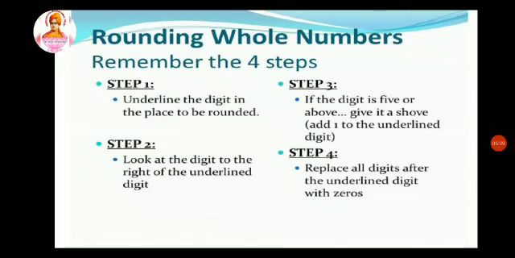Then you have exercises like rounding numbers. So how can we round a whole number? It has 4 steps. First, we underline the digit in the place to be rounded. Then we look at the digit to the right of the underlined digit. If the digit is 5 or more than 5, we increase the underlined digit by 1. If it is less than 5, we keep the digit. Step 4: replace all the digits after the underlined digit with zeros.